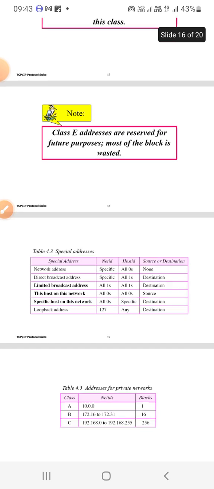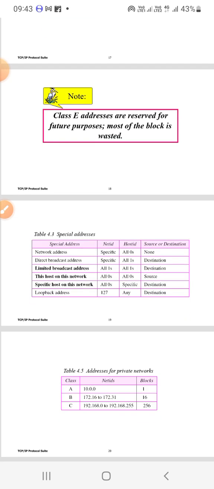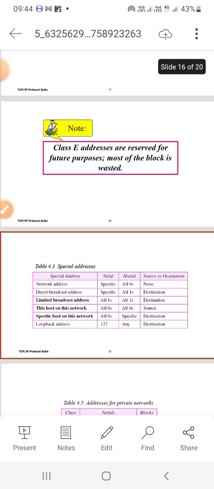Special IP addresses. How to identify special IP addresses? If it is a network address, the network ID is specific and the host ID is all zeros; it cannot be a source or destination. Direct broadcast address: host ID is all ones. Limited broadcast address: all ones. This host on this network: all zeros. If all zeros are present, it belongs to this host on this network.